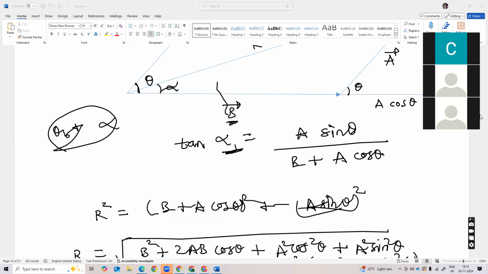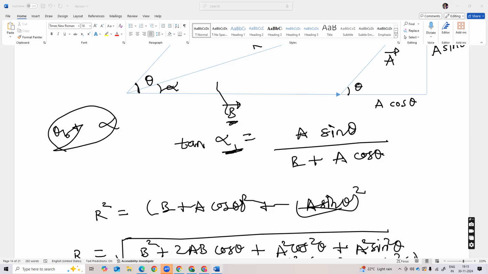I think this was slightly difficult, so if you have any question in it, please tell. If you want me to repeat how we have found the angle of the resultant from the horizontal, or if you have understood, just type yes.